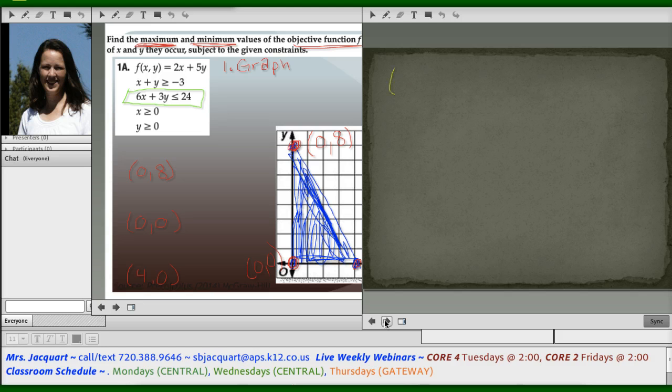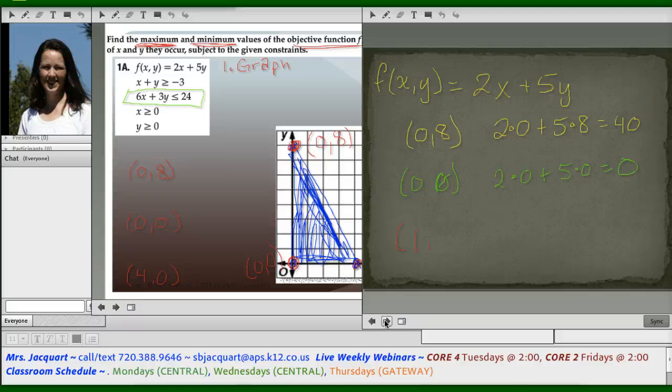So if I take f(x, y) equals 2x plus 5y, and I plug in 0, 8, then this becomes 2 times 0 plus 5 times 8, which is 40. Okay, if I plug in 0, 0, then this becomes 2 times 0 plus 5 times 0, which is 0. And then if I go ahead and I plug in 4, 0, this becomes 2 times 4. That 4 did not show up, and I need to make my writing bigger. 2 times 4 plus 5 times 0, oh, that's so much better. 5 times 0, which is 8.